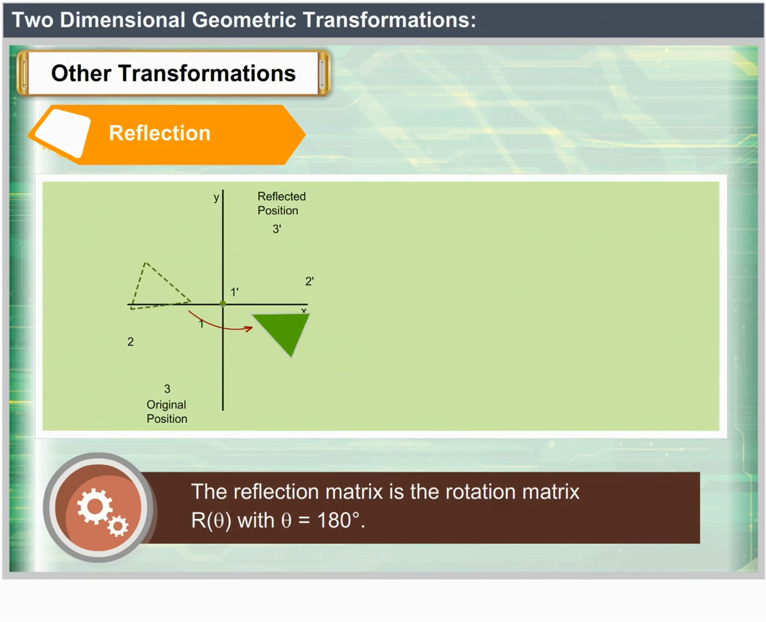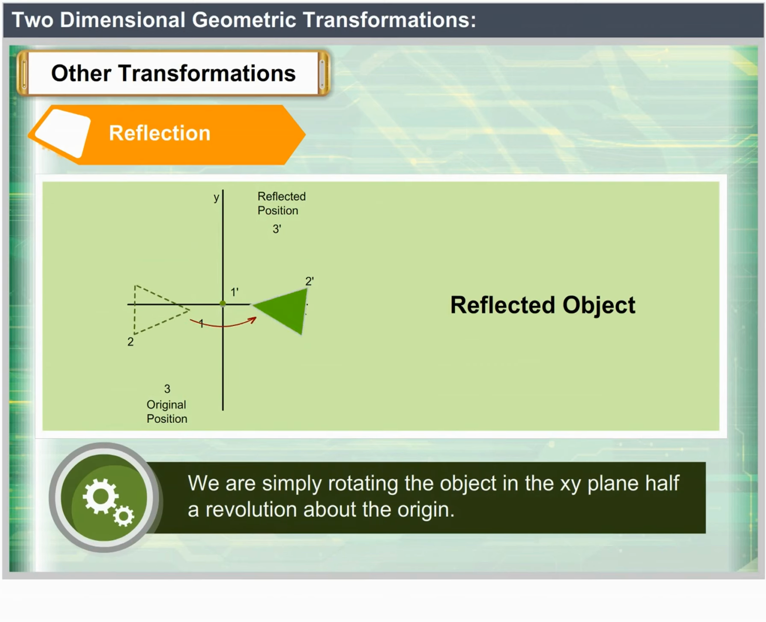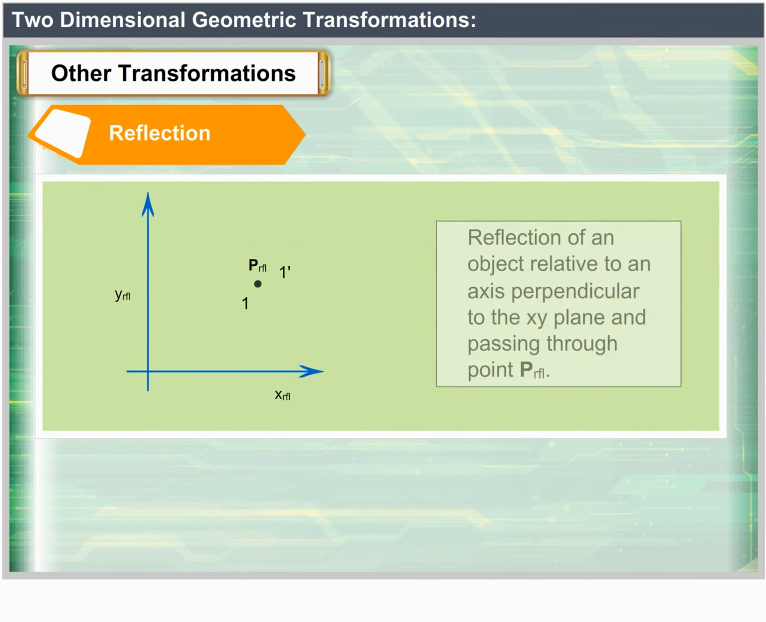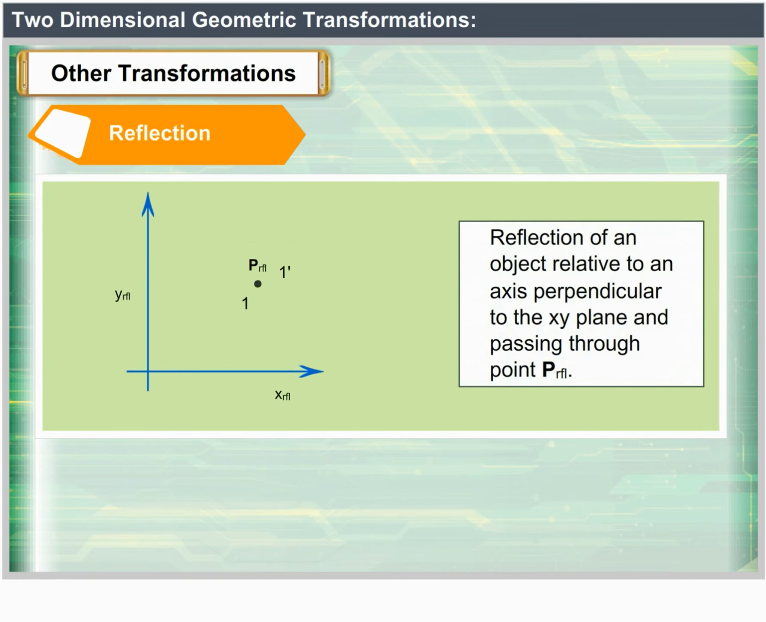Reflection can be generalized to any reflection point in the xy plane as shown in this figure. This figure shows a reflection of an object relative to an axis perpendicular to the xy plane and passing through the point P_RFL. This reflection is the same as a 180-degree rotation in the xy plane using the reflection point as the pivot point.